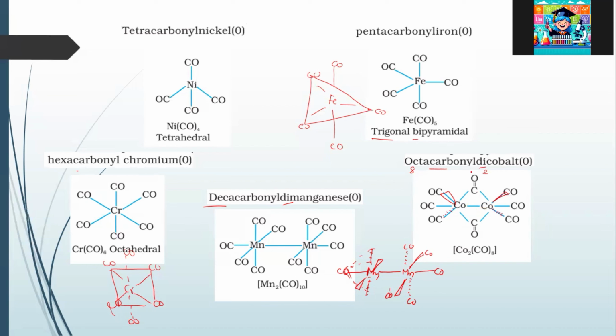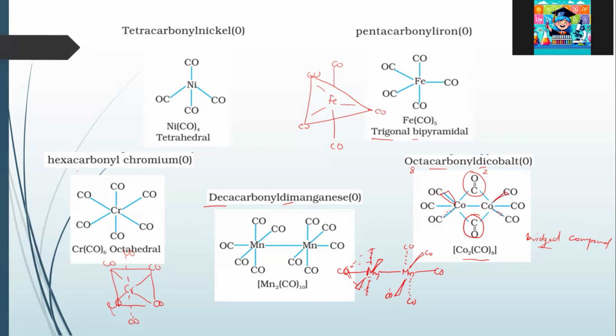And the exception here is that there are 2 carbonyls in this molecule such that they are common to both these cobalt atoms. This is known as bridged carbonyls. So some ligands will form bridged compounds. So this is known as a bridged compound. So 3 carbonyls are there for each cobalt ion. Other than that, 2 are common to both as a bridged compound. This is the structure of octacarbonyl dicobalt 0.